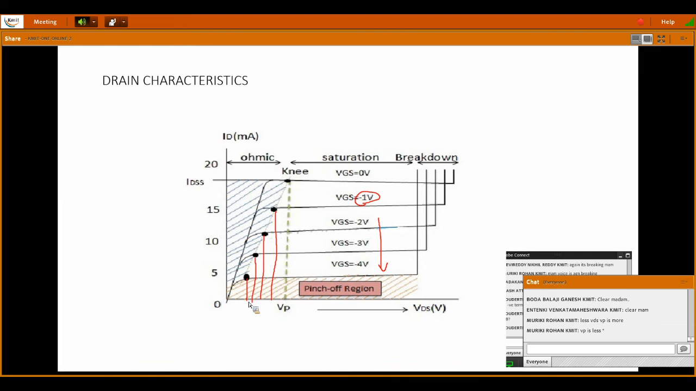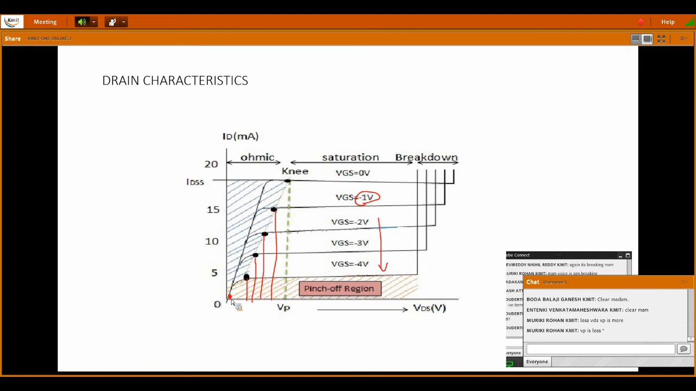And if you still go on increasing VGS further, a stage will come where ID will be equal to 0. This condition is called the off state of the FET. By controlling VGS, you can switch off your device or you can make your drain current 0. Hence the name, that is what we are saying now, voltage control device. FET is a voltage control device.